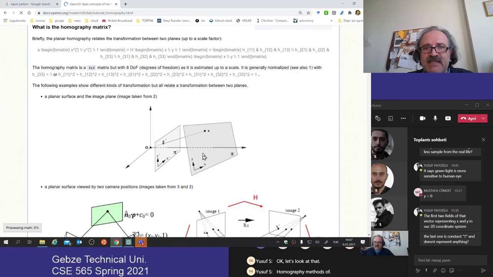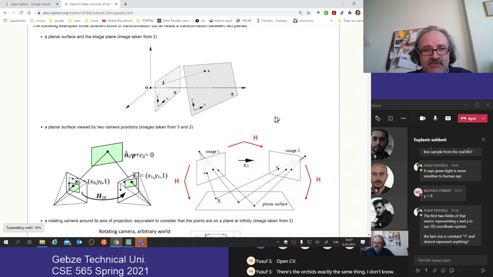It's exactly the same thing. I don't know. Maybe I got these from the OpenCV stuff. Yeah, maybe.